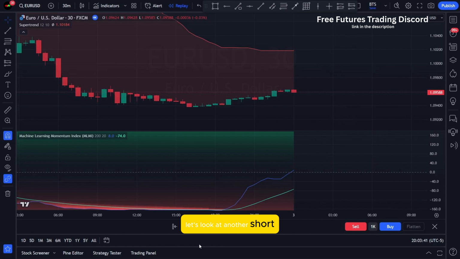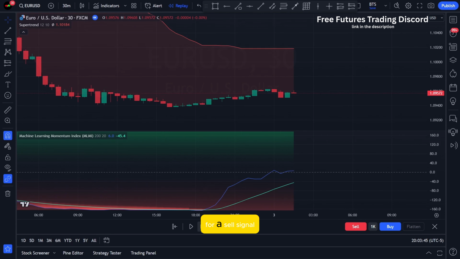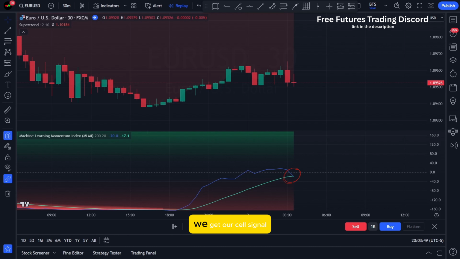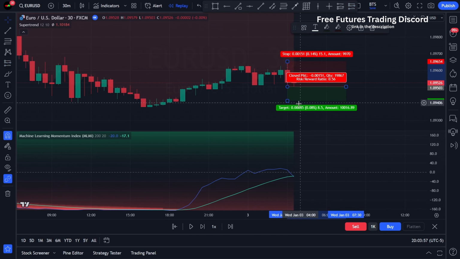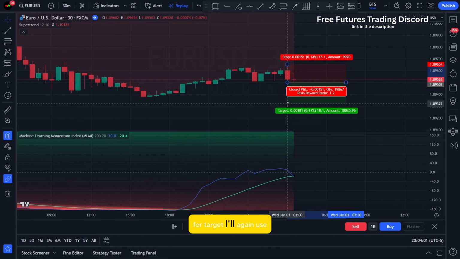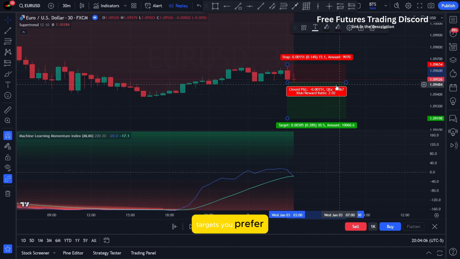Let's look at another short trade. The supertrend is red, confirming our trend bias. And now we will look for a sell signal. We get our sell signal here. We put the entry just below the signal candle and the stop loss at the most recent high. For target, I'll again use twice the risk. But you can choose whatever targets you prefer.